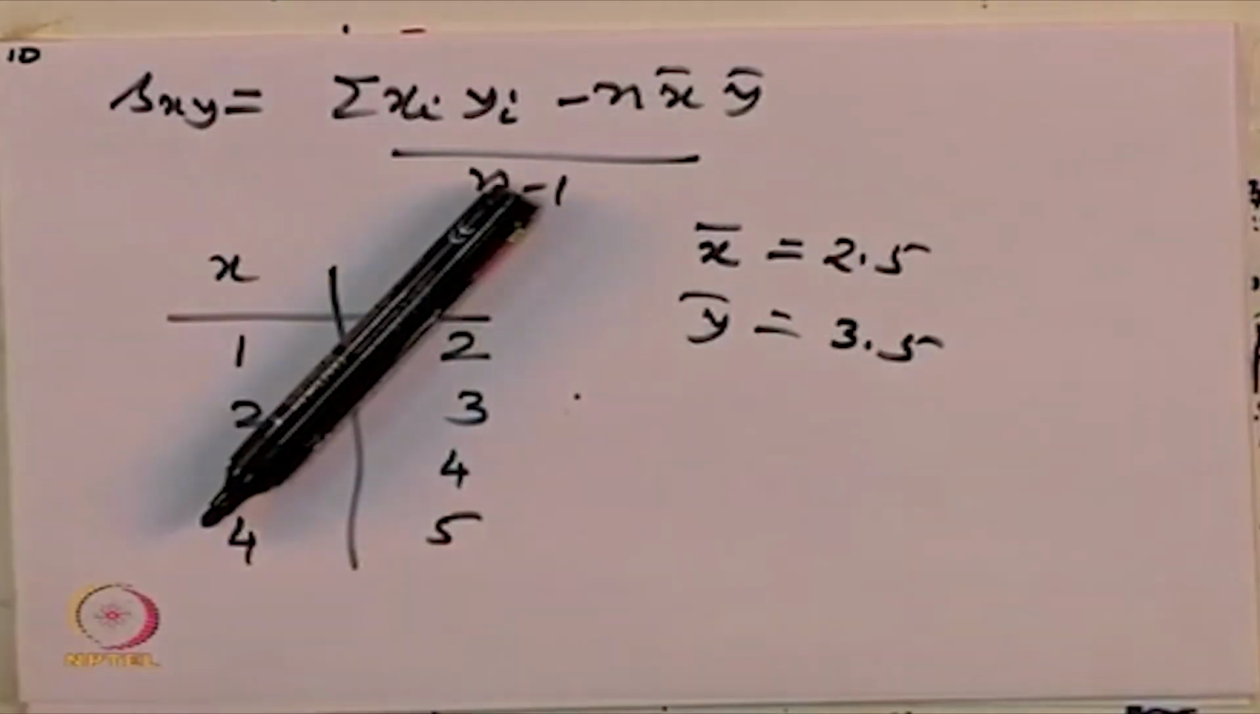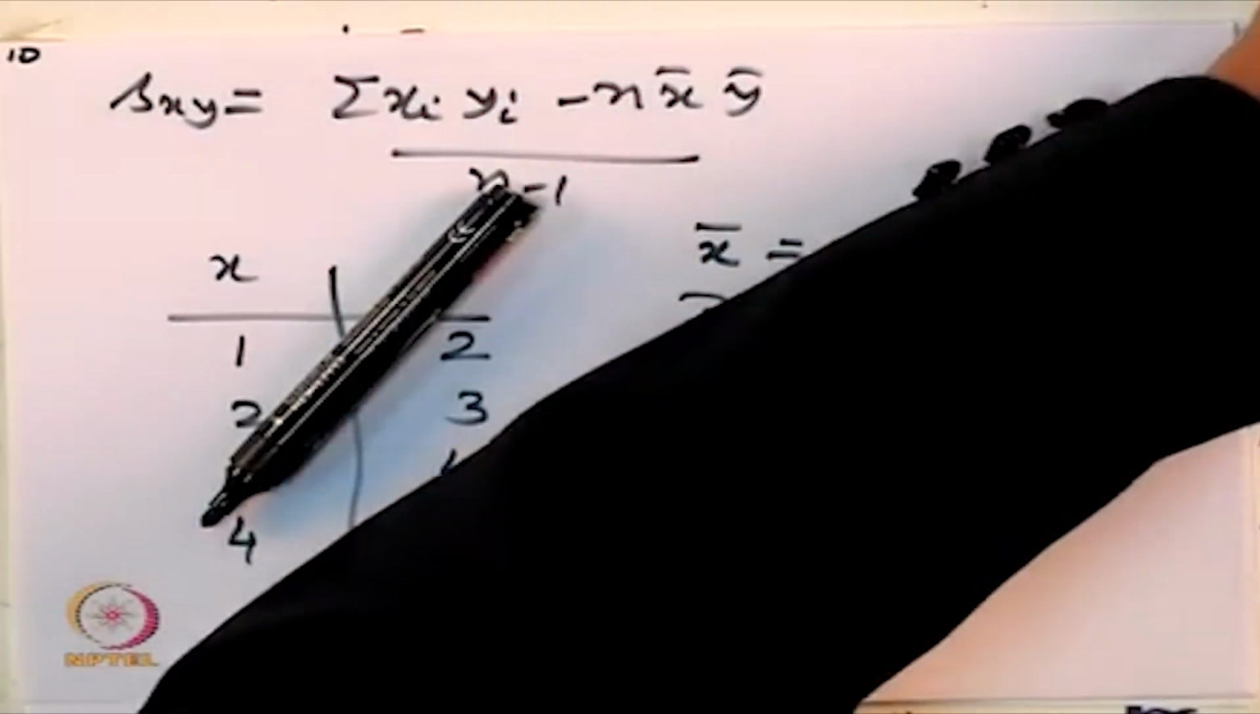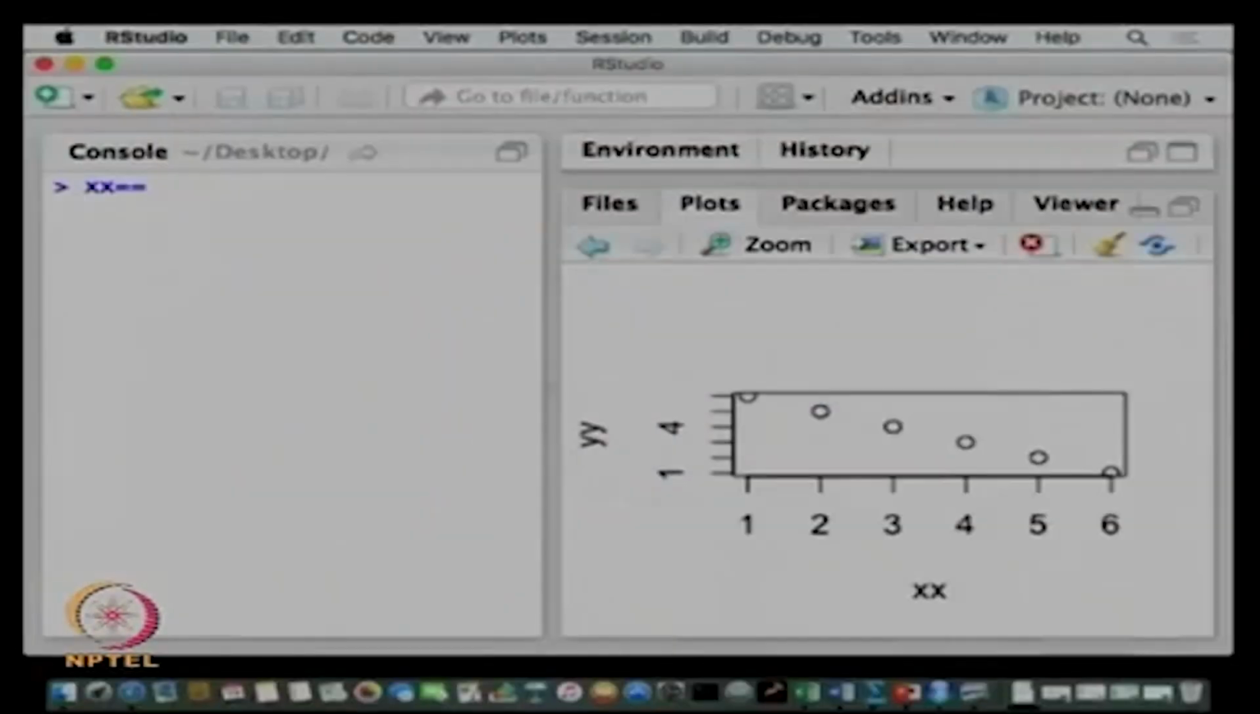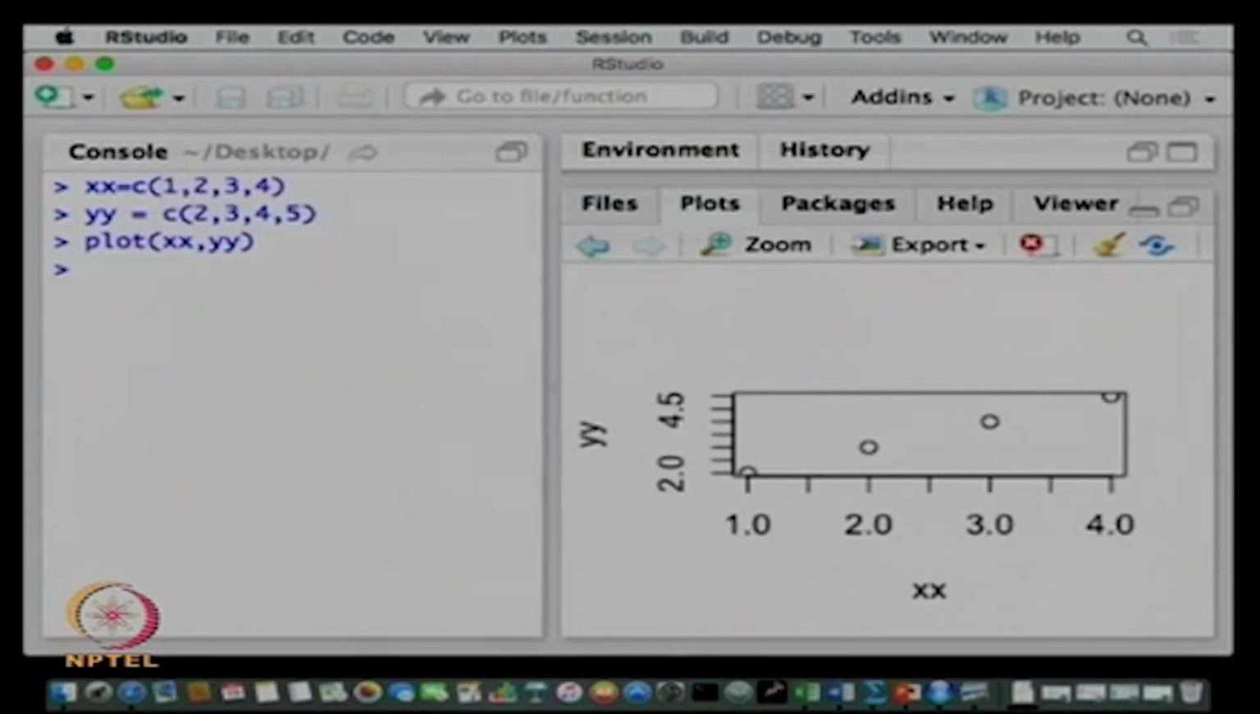I can find out. So, let us open RStudio and let me enter xx is equal to c of 1 2 3 4. yy is equal to c of 2 3 4 5. I can plot xx comma yy, and this is how my plot looks. You can clearly see that there is a very linear correlation between xx and yy.